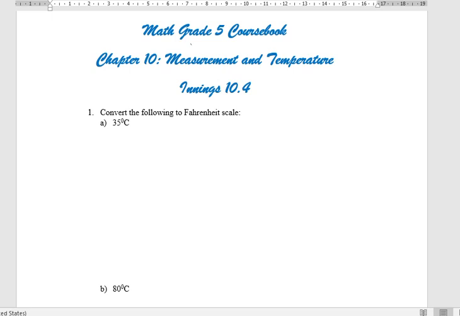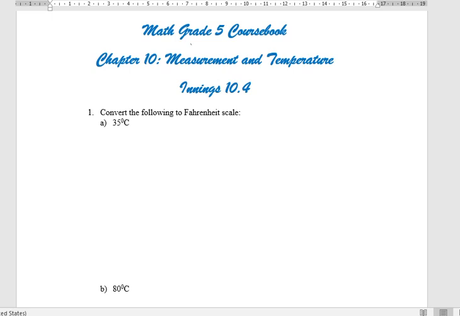So when we talk about temperature, temperature is nothing but the measure of hotness or coldness of an object. Temperature is measured using thermometers. There are two scales, one is the Celsius scale and one is the Fahrenheit scale. The Celsius scale was first used by Swedish astronomer Anders Celsius. The thermometer has readings from 0 Celsius to 100 Celsius.